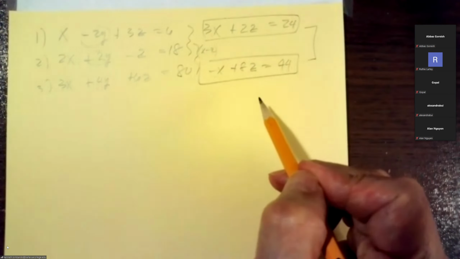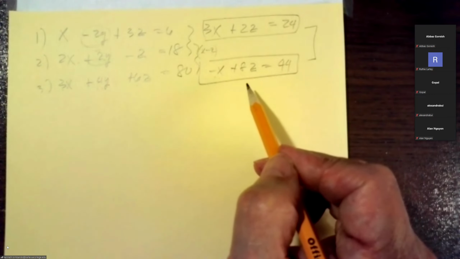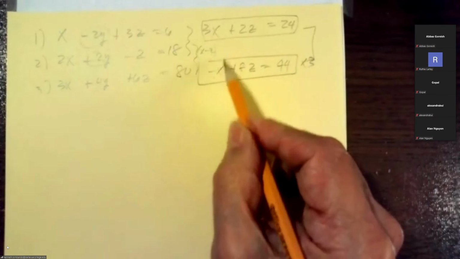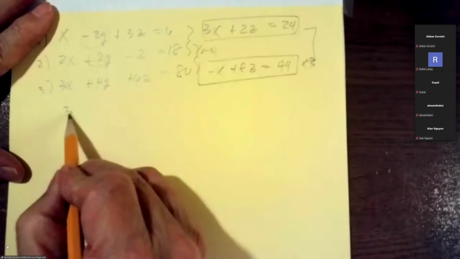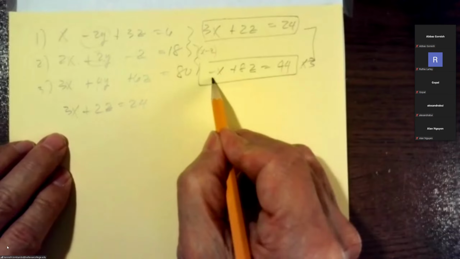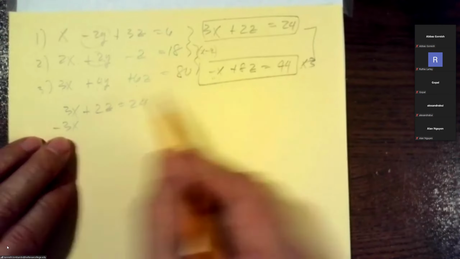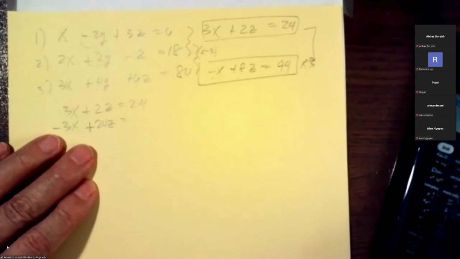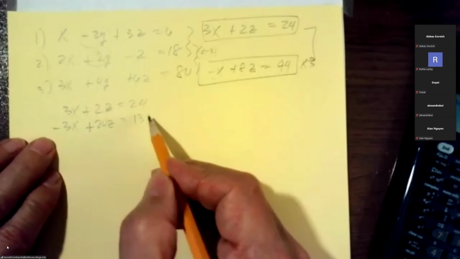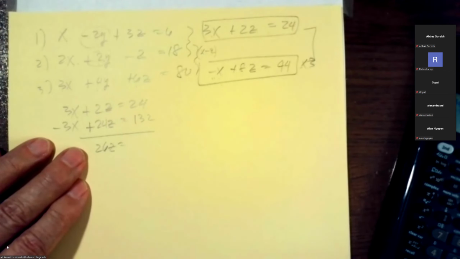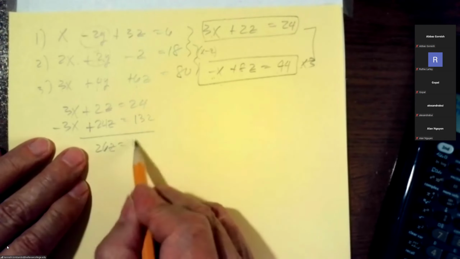So now we're down to here. And can we then get rid of something here? Well, it looks like if we multiply this times 3 and add it to the first one, we'd be okay, wouldn't we? So 3x plus 2z equals 24. We'll multiply this equation by 3. That gives us a negative 3x, positive 24z, and 3 times 44. Looks like that's 132. And if we combine this, we get what? 26z equals 132 plus 24. Is that 156?